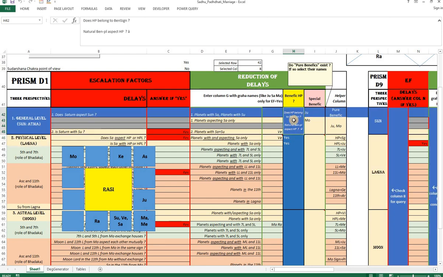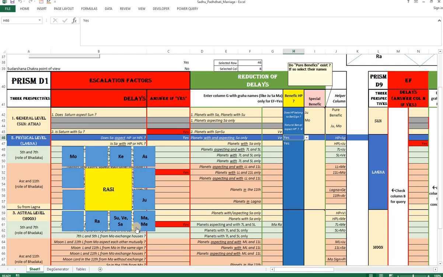Basically, does HP belong to a benefic sign? See, in this case, HP is the 7th house from Lagna. It is Sagittarius, and Sagittarius is a benefic sign. Therefore, this is a natural benefic sign. So you have to choose accordingly a yes or no.